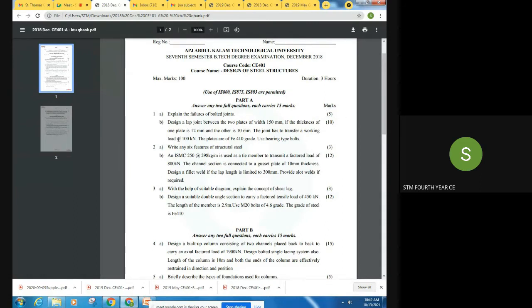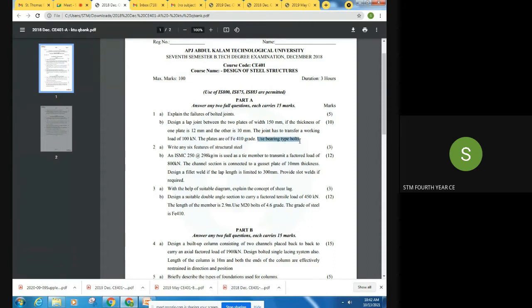And here in this question you can read the given data. A lap joint you have to design. Then plate widths are given. Then the plate thicknesses are 12 mm and 10 mm. So the minimum thickness, 10 mm, is to be taken. So the joint has to transfer a working load of 100 kilonewton. The load is also given. Then the grade of steel is given, and using bearing type of bolt.